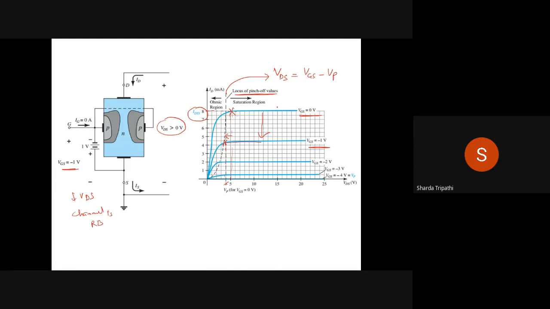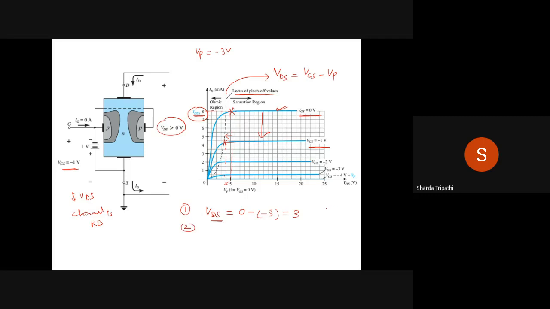So just see for the first curve. पहले वाले कर्व पे देखो, if I say that VP is equal to -3 volts for this FET, then what will happen? पहले वाले कर्व के लिए क्या होगा? What will be the value of VDS? Because VGS is equal to 0, this will be minus of -3, that is equal to +3. So that means at VDS equal to +3, you will have the saturation current.